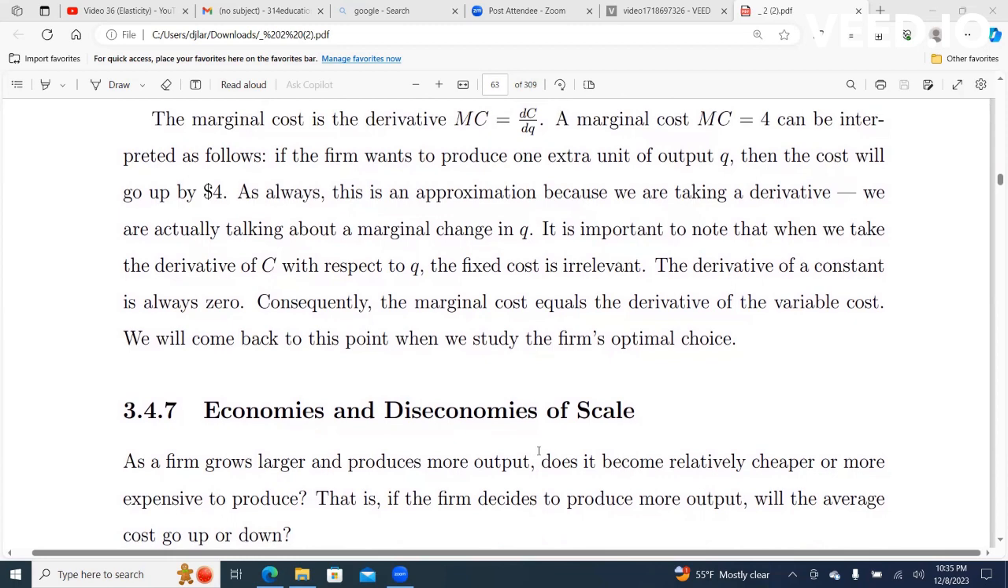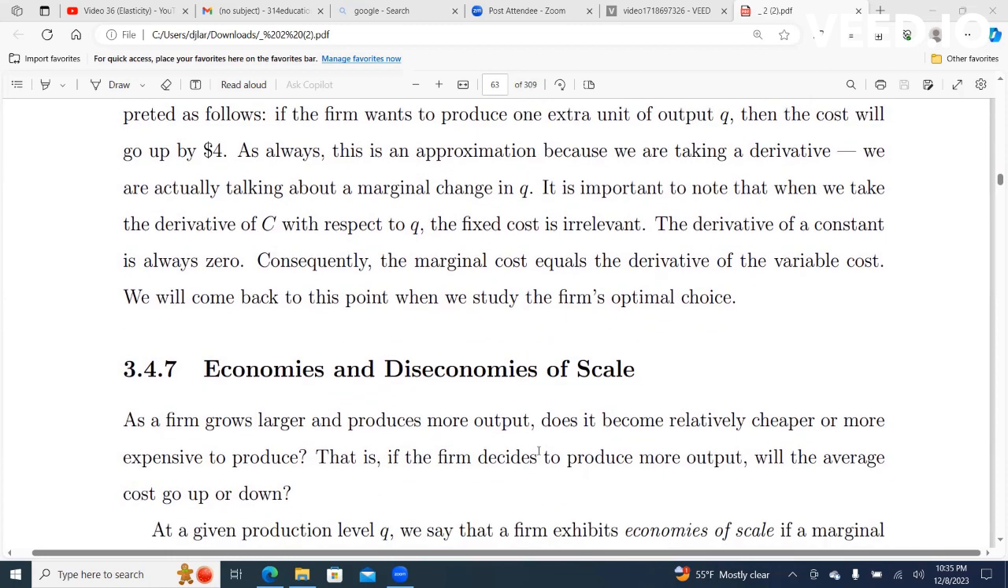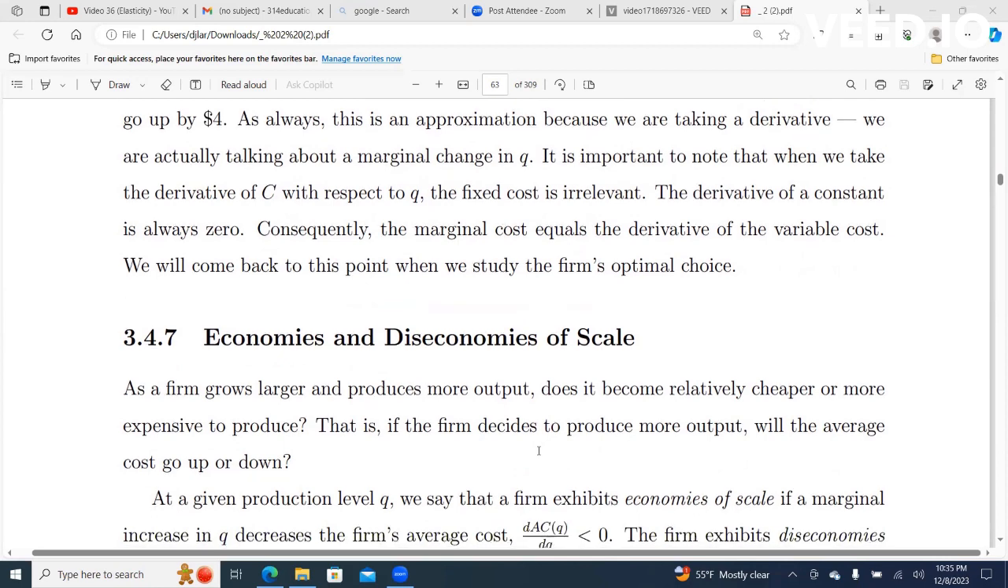The marginal cost is going to be the money it costs to produce one more unit. So anyways, as always, this is an approximation because we are taking a derivative. We are actually talking about a marginal change in Q. Marginal change is a code word for infinitely small. That's what calculus is, an infinitely small move along the horizontal axes.